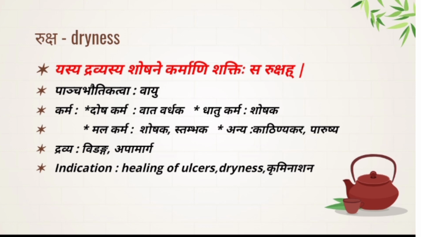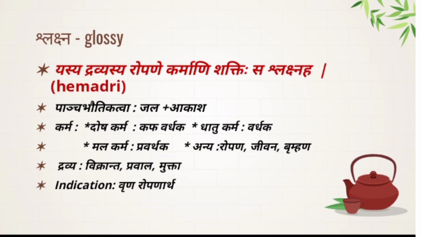People with excessive oily skin may take the ruksha dravyas, or it also acts as a kriminashaka, because of the kledatva, the krimis will occur in the body, worm infestation will occur in the body. If we provide the dryness, then there will be no worms. So for kriminashana, we need to prescribe ruksha guna yukta dravyas. Next is the slakshna, that is nothing but glossy. Yasya dravyasya ropane karmani shakti sa slakshna.